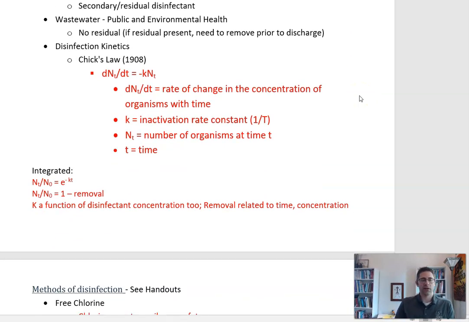If we do something like UV disinfection, which we'll talk about in a little while, in drinking water, I can use that, but it doesn't leave a residual. So when I am about to put it into the distribution system, I'll still need to add chlorine, as opposed to wastewater, where if I'm going to use UV disinfection, I don't need the chlorine at all.